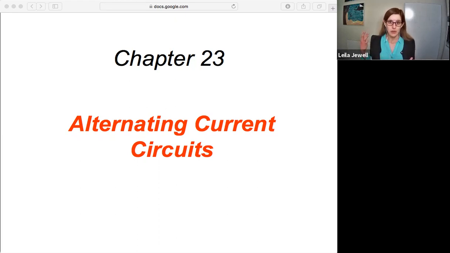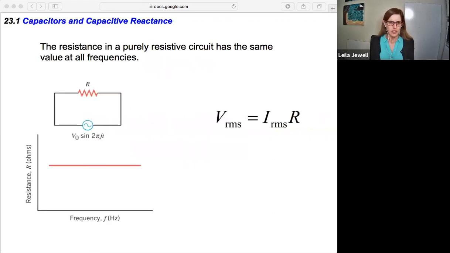We started doing that way back in chapter 20, but we had to wait until chapter 23 to get to alternating current circuits because we had to learn all these ideas about electromagnetic induction, because with alternating current circuits, that's going to create some interesting effects that look a little bit different than the circuits we've seen thus far. Let's take a look. Our first section is focused on capacitors and capacitive reactance.